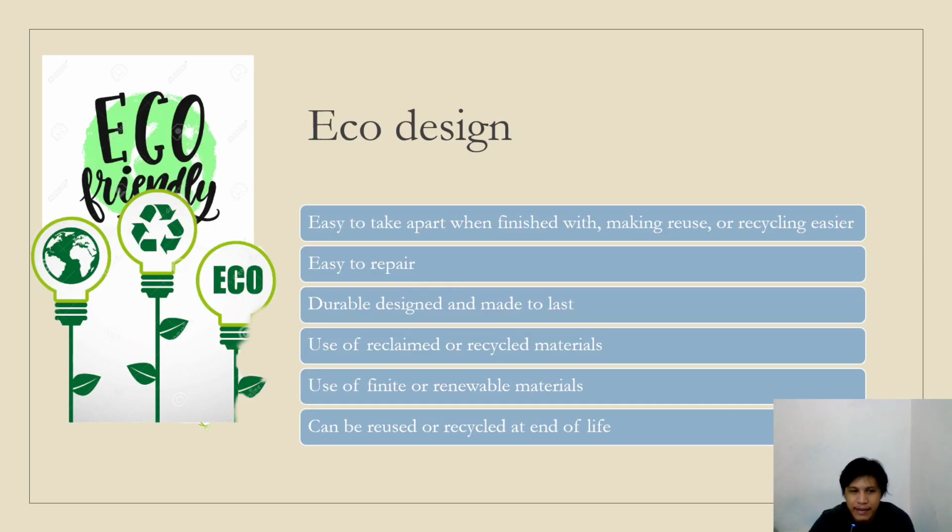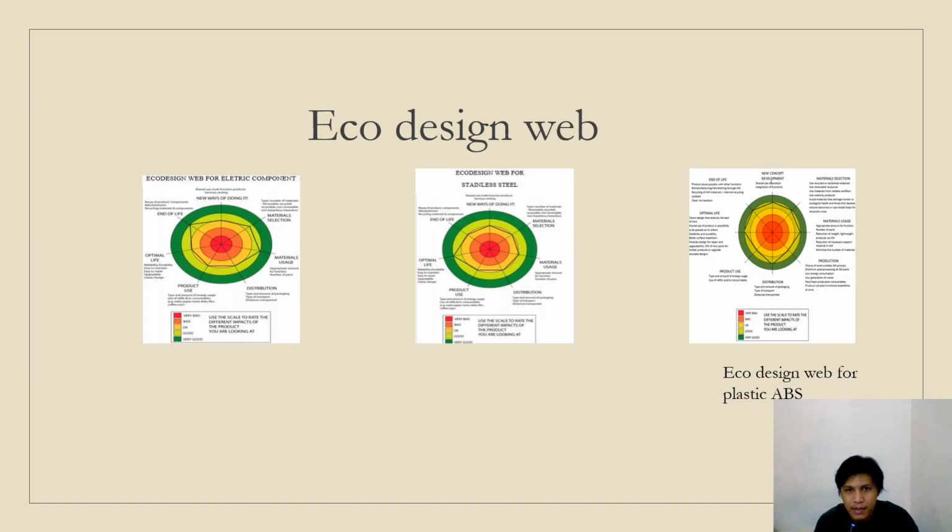In eco-design, there are 6 parts that we need to consider before we proceed to the next step. After we consider the 6 parts, this is the eco-design web that we can get. The first eco-design web is for the electric component, the second one is for stainless steel, and the third one is for the plastic ABS.